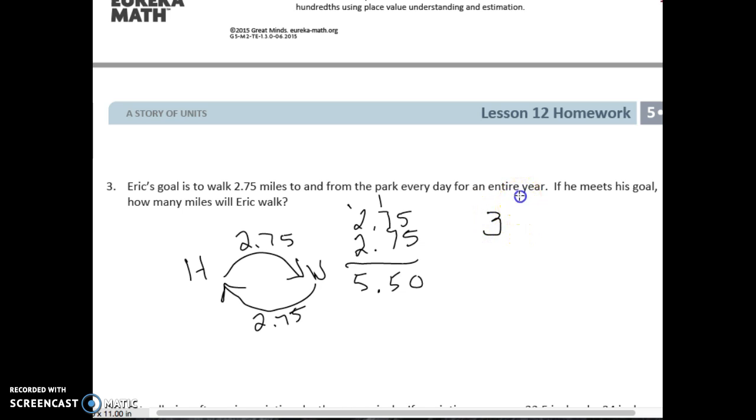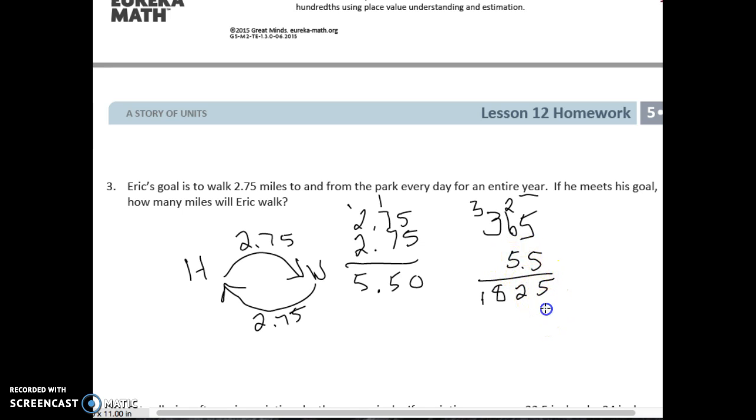How many days are in a year? 365 days in a year. And we could eliminate that 0. We don't have to use it because it's not needed. We can say 5.5 right there and be just fine. 5 times 5 is 25. 5 times 6 is 30, plus 2 is 32. 5 times 3, 15, 16, 17, 18. 1825 for our first partial product.